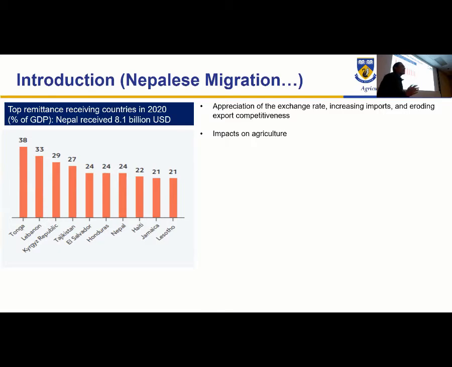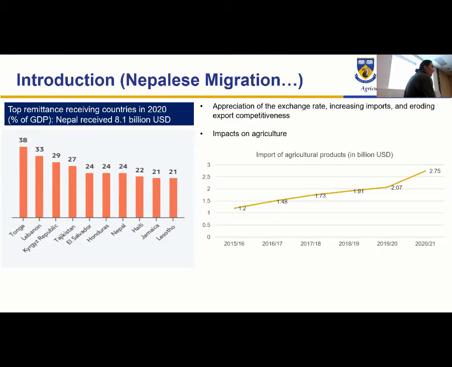But it has come at the cost of appreciation of the exchange rate, increasing imports and eroding export competitiveness. And since youth are migrating overseas, it also has significant impacts on agriculture, particularly labor shortages, feminization of agriculture, underutilization of agricultural land, and that has ultimately led to increased import of agricultural goods in Nepal. If you see this figure, the import is increasing over the years. In 2021, about $3 billion US was spent on purchasing goods from countries outside.